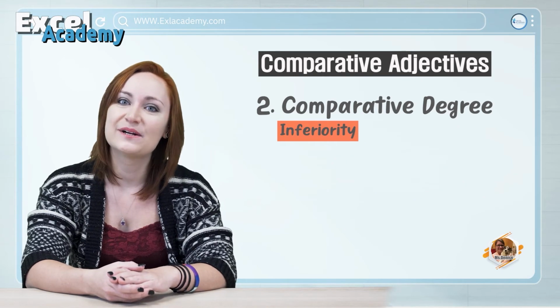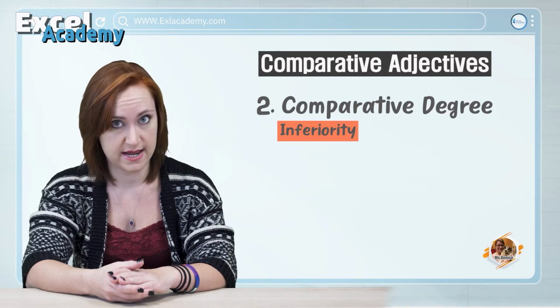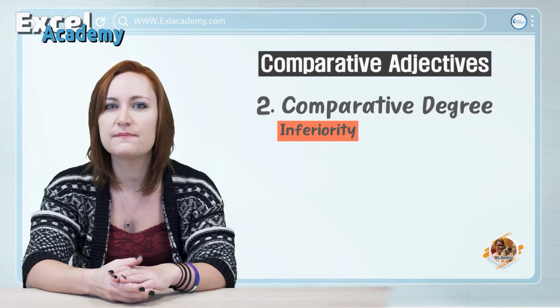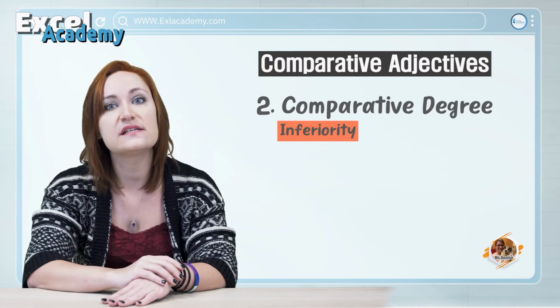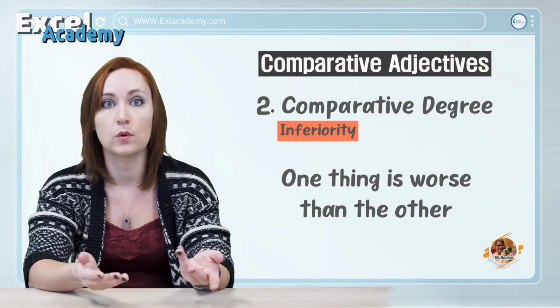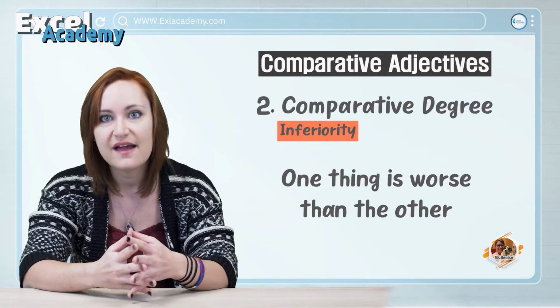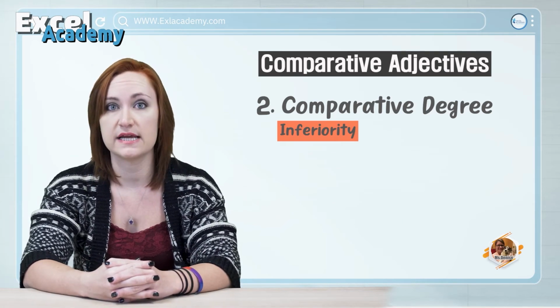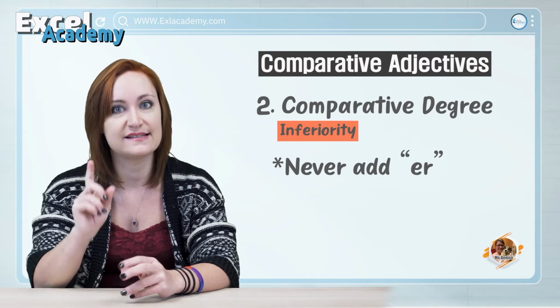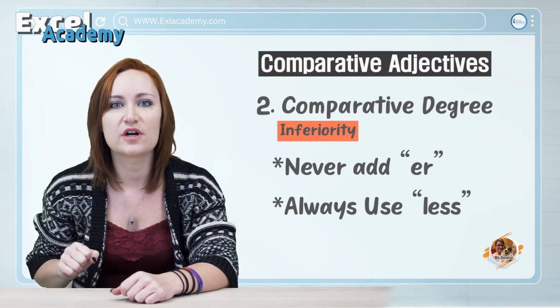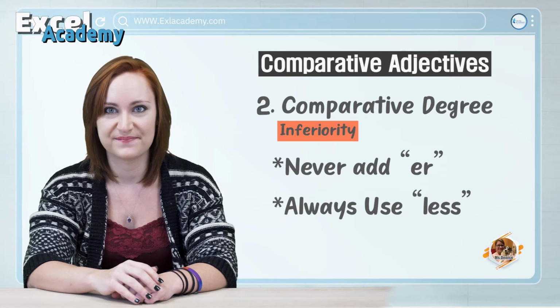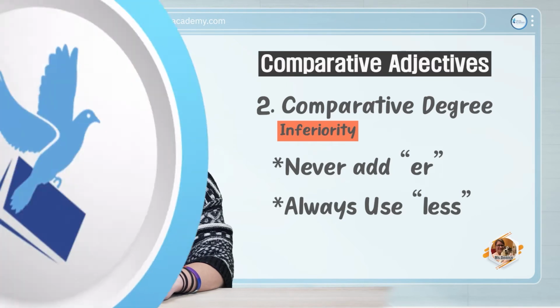Now, let's take a look at comparatives of inferiority. These adjectives are still comparing 2 things only, but they suggest that one thing is worse than or inferior to the other. Comparatives of inferiority never add the ER suffix. Instead, they always use the word less before the adjective. Let's see how they look.